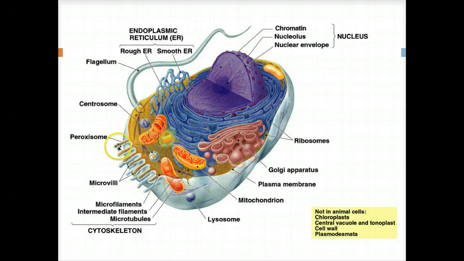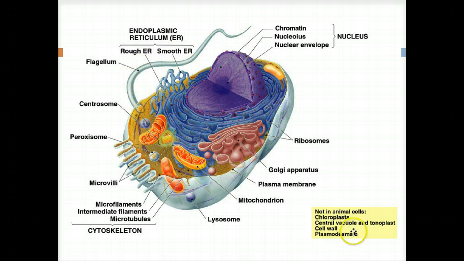There's something called microvilli, and not all eukaryotic cells have microvilli, but this one does. Peroxisome, these little centrosomes right here, these barrel-looking structures. Flagella, right, so this long whip-like structure.